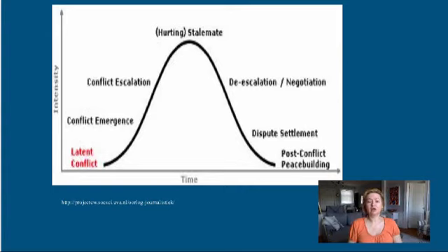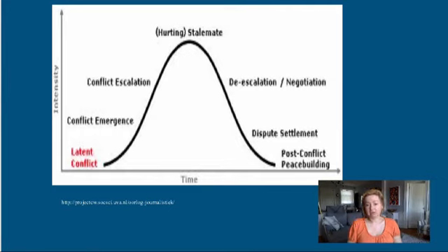And then when parties are hurting and they don't see the point anymore in continuing this violence, we have a stalemate. This is the peak of the curve, and then the parties are ready to talk. And of course, that should lead to some kind of agreement, which then leads to de-escalation, settlement, and post-conflict peace building. So, stalemate is at the peak of the curve, and it denotes a moment when parties are ready to talk because conflict is hurting them both.